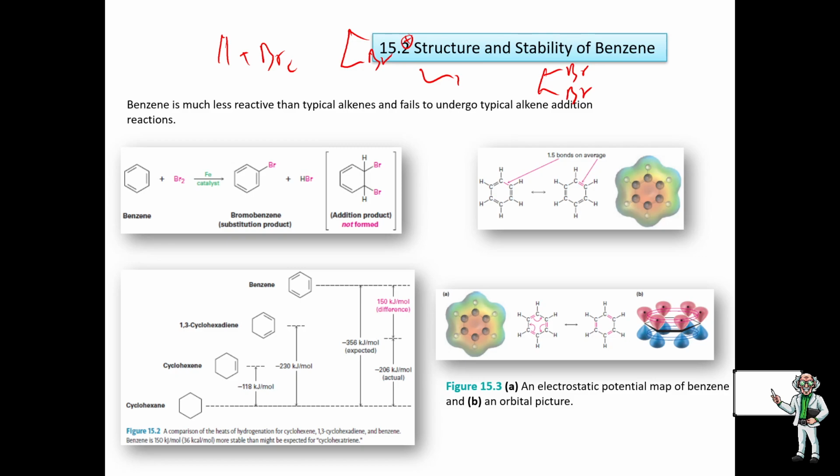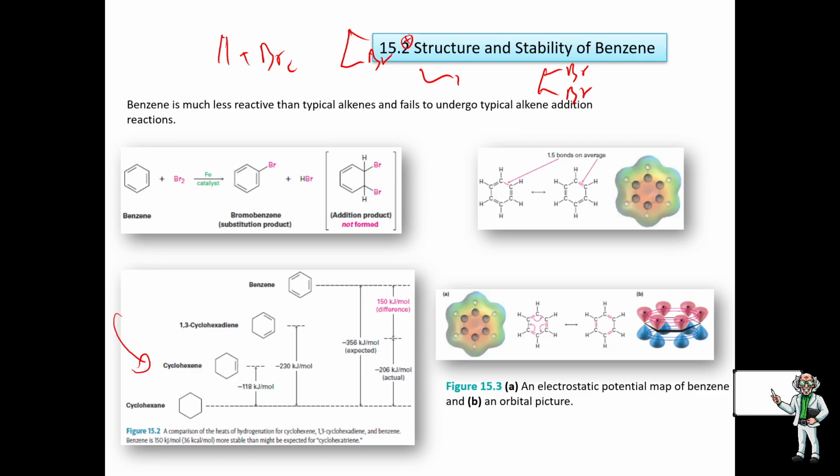Another experiment that has been done is measuring the hydrogenation of the double bonds of a benzene. If we hydrogenate one double bond, that means a cyclohexene, as you can see here, what we get is 118 kilojoules. If we hydrogenate 2 double bonds, that means the cyclohexadiene, what we get is 230 kilojoules. That means until here everything is normal.